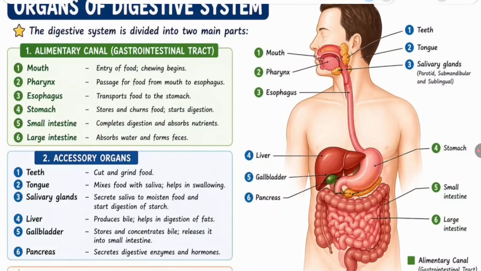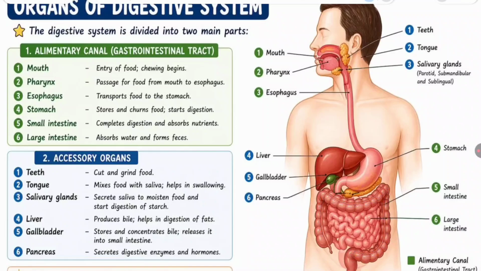Here this is the small intestine. In the small intestine only, complete digestion will be over. Then large intestine, this is the large intestine. In this large intestine, what will be there? Mainly water will be absorbed and some nutrients will be absorbed.